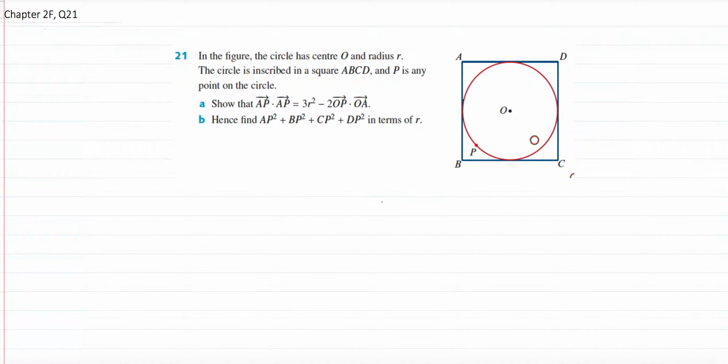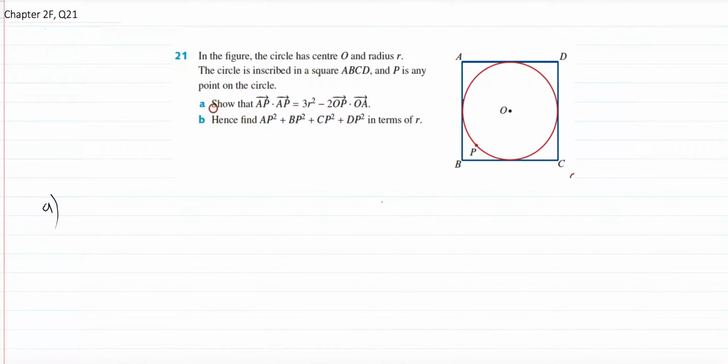It's pretty much been labeled for us already in this diagram. Part A, show that vector AP dot product vector AP equals 3R squared minus 2 times vector OP dot product vector OA. And then we'll do part B afterwards. So let's get into part A first.